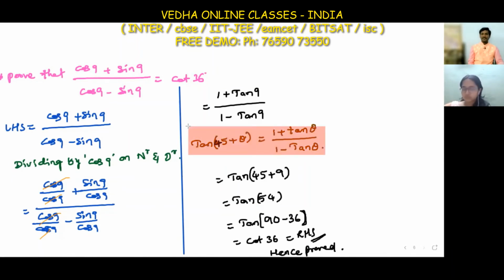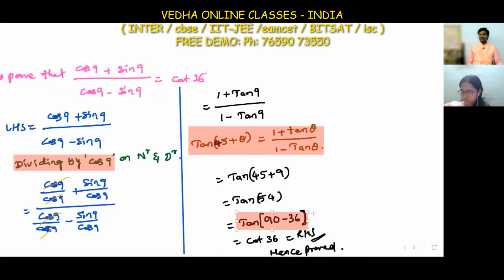Okay, this is important, and dividing by cos θ is important. After that, getting this idea of converting tan to cot is also very important in this.